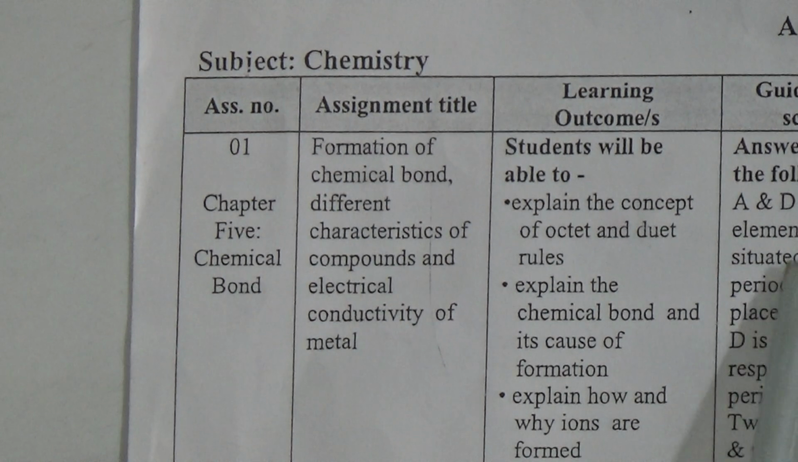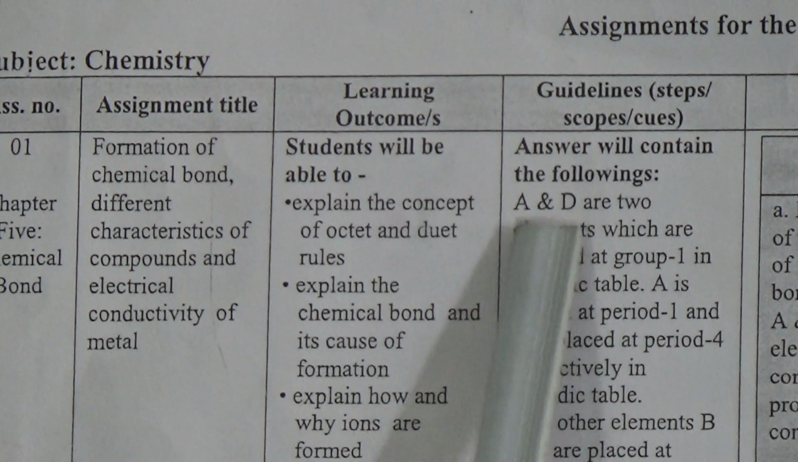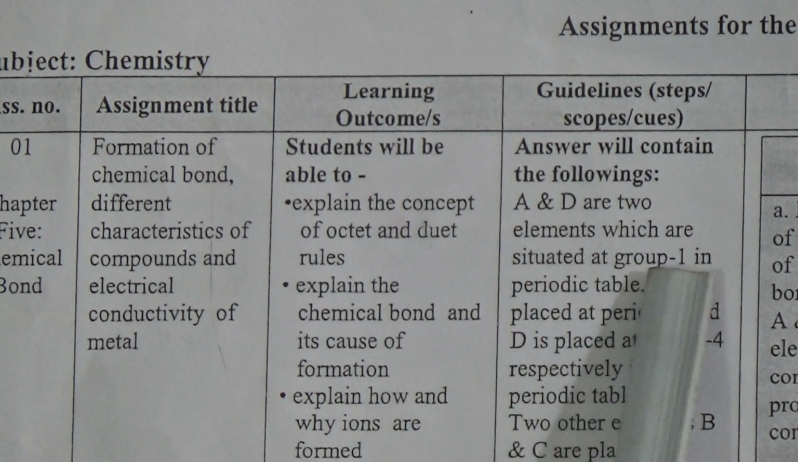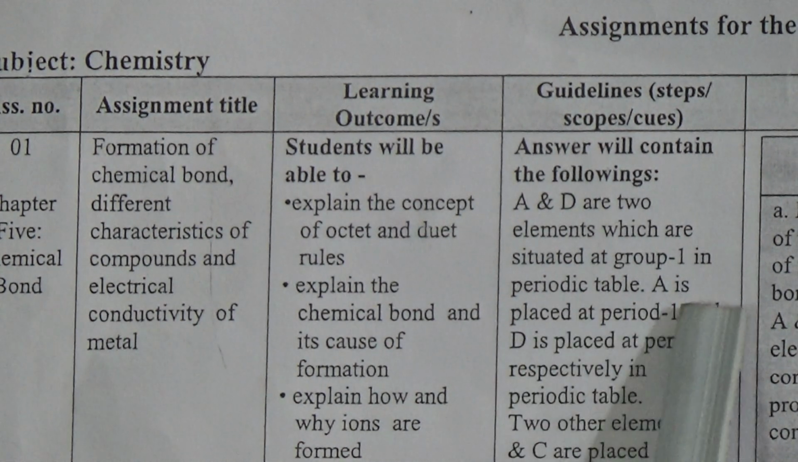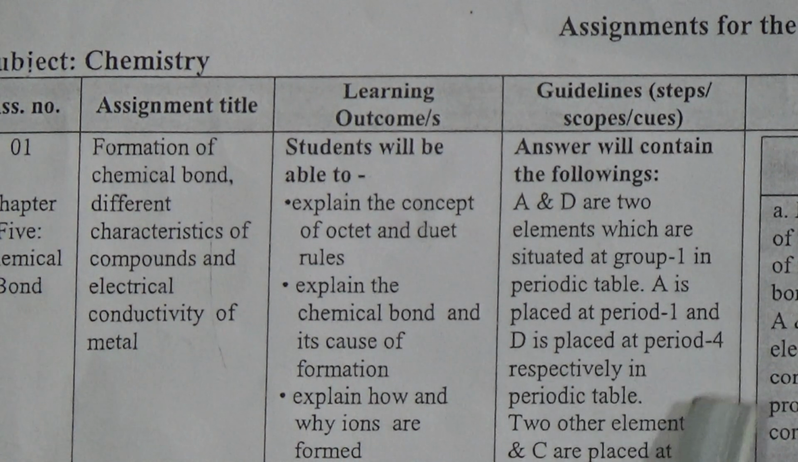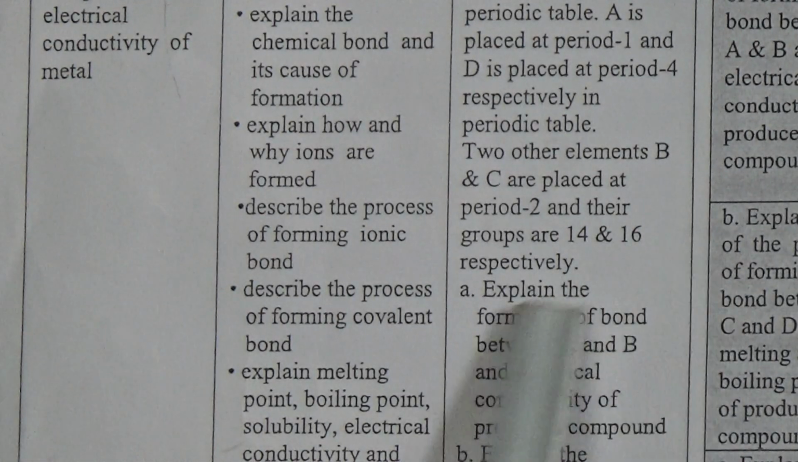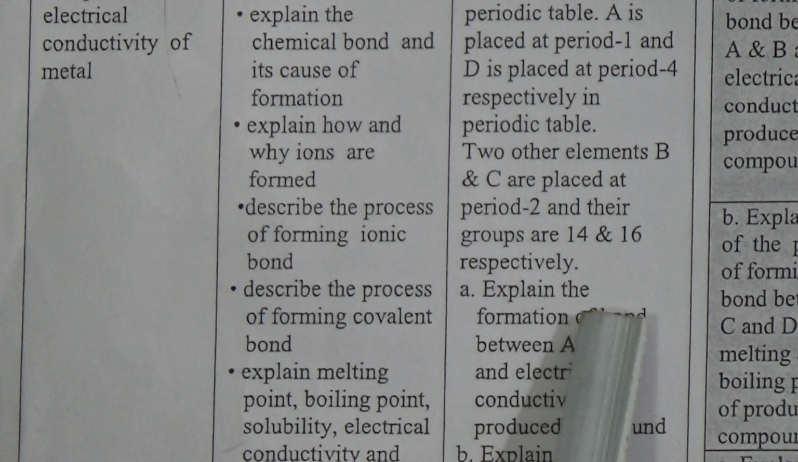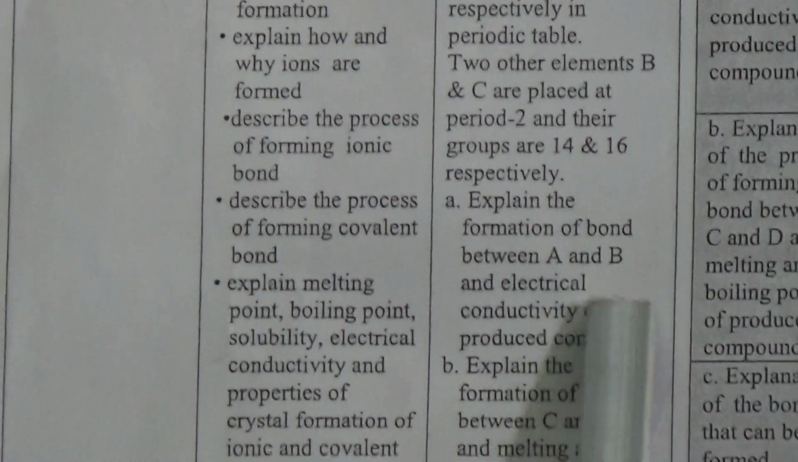Dear students, come to the assignment question. The answer will contain the following: A and D are two elements situated in group 1. In the periodic table, A is placed at period 1 and D is placed at period 4 respectively, and two other elements B and C are placed at period 2 and their groups are 14 and 16 respectively. Explain. The first question is: explain the formation of bond between A and B.